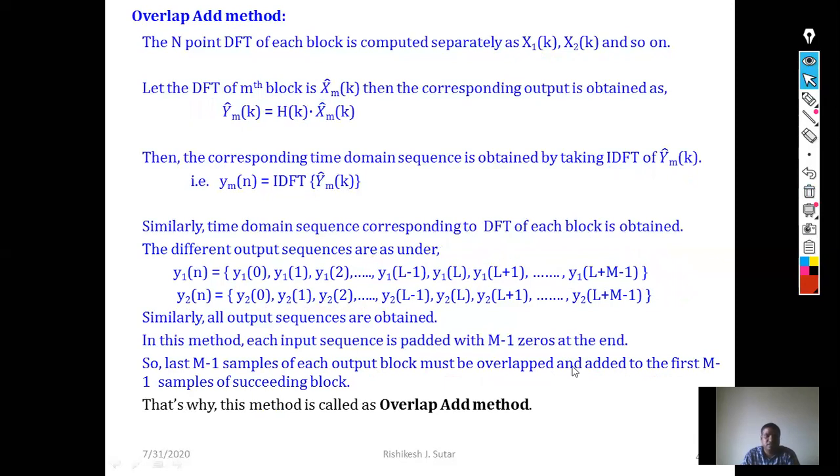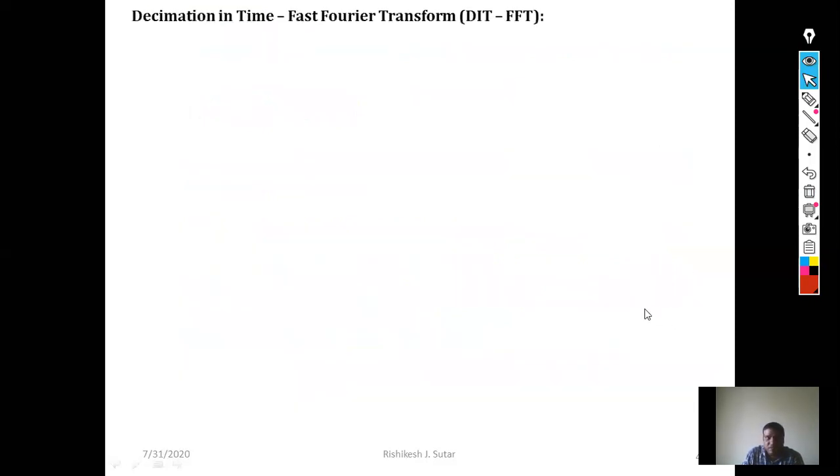And that's why, as we are adding the last m minus one samples of the previous block to the first m minus one samples of the next block, we are calling this method the overlap and add method.